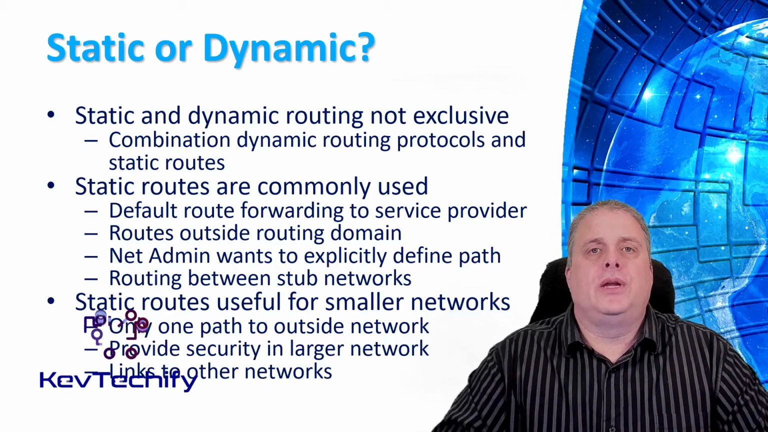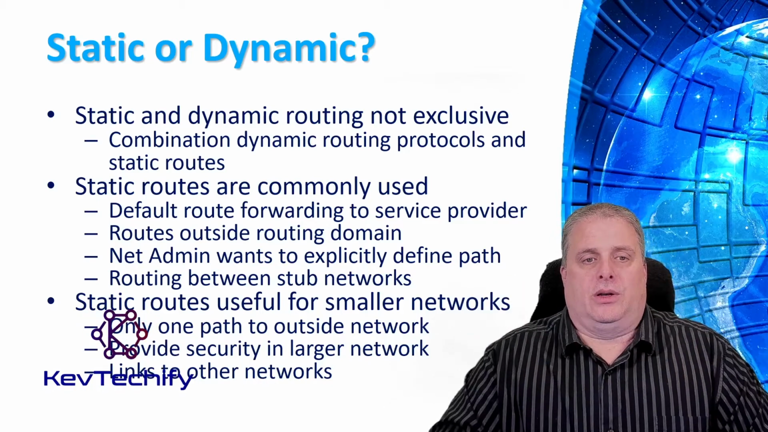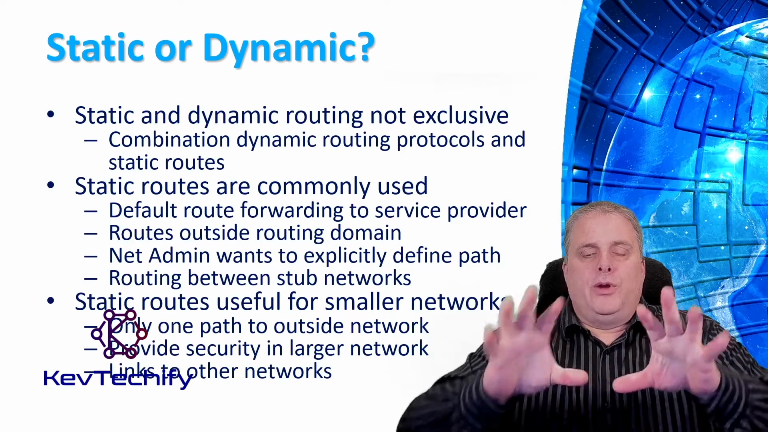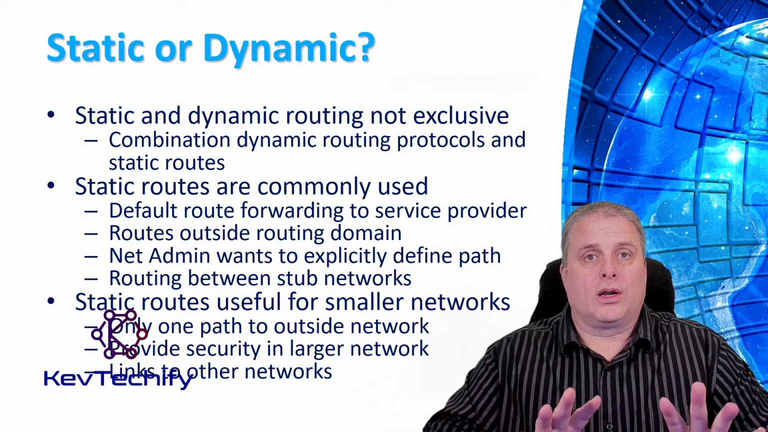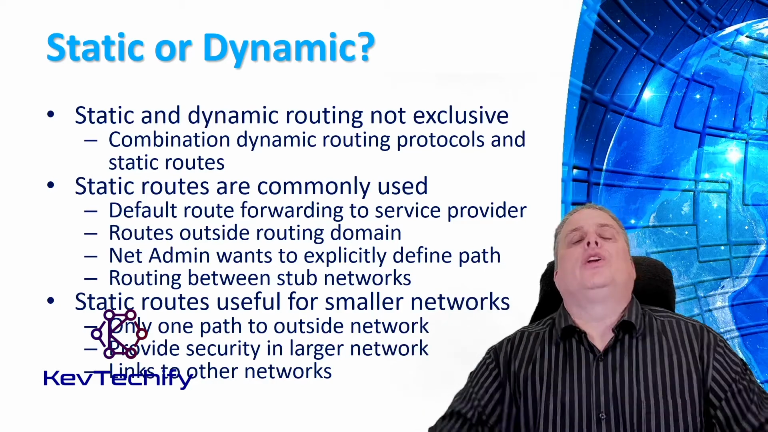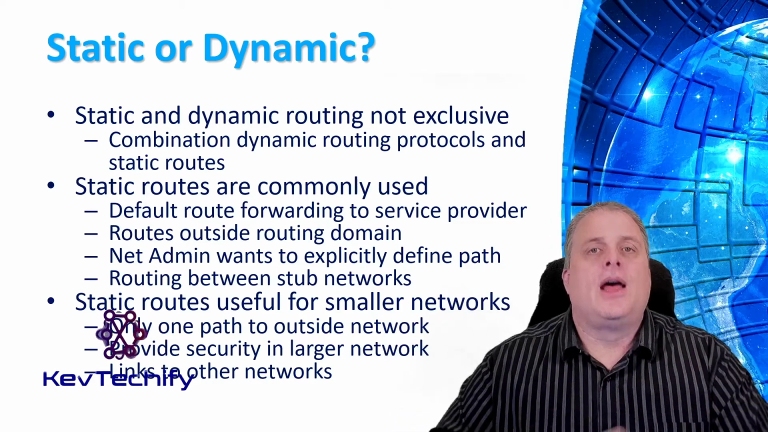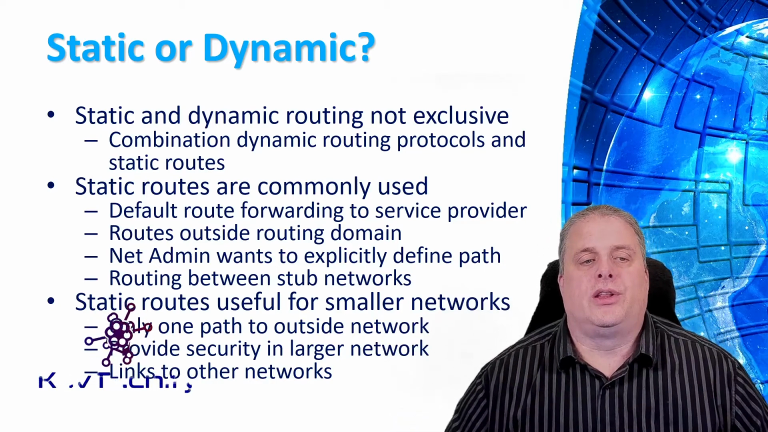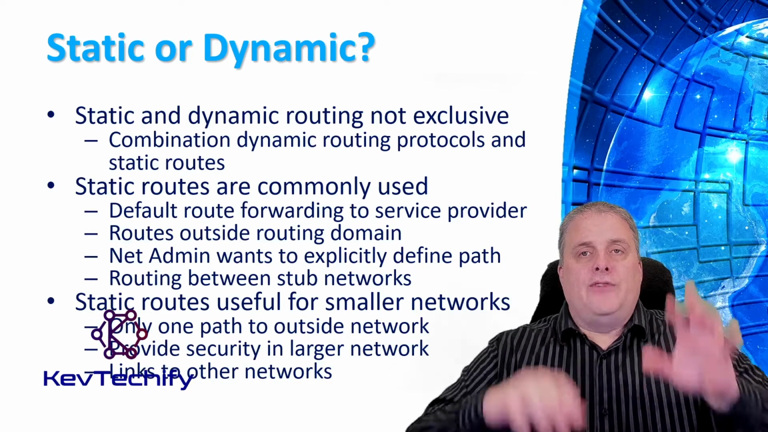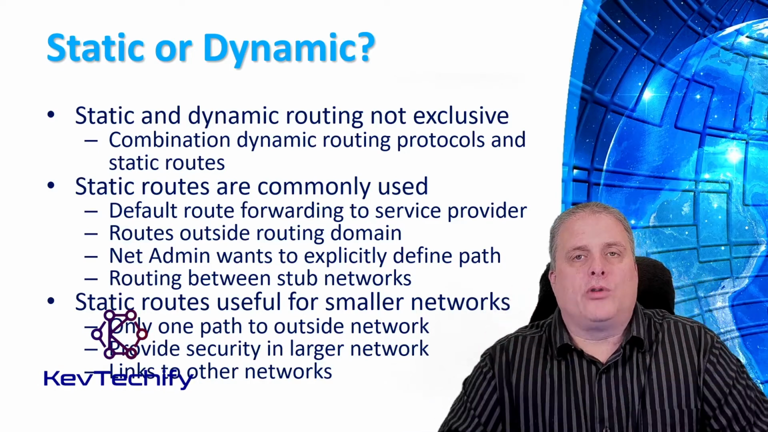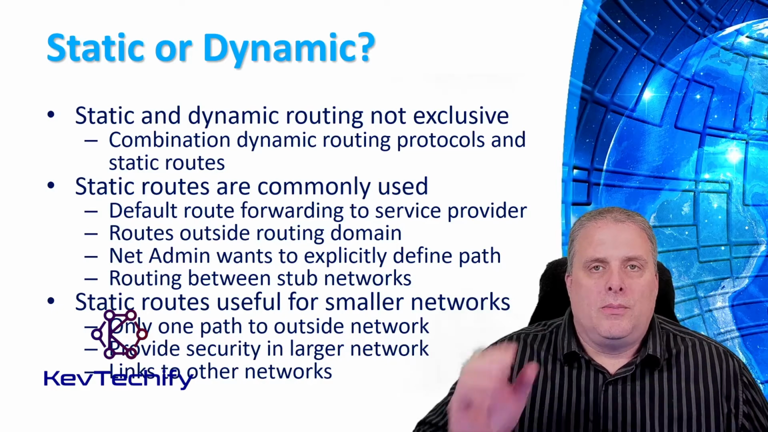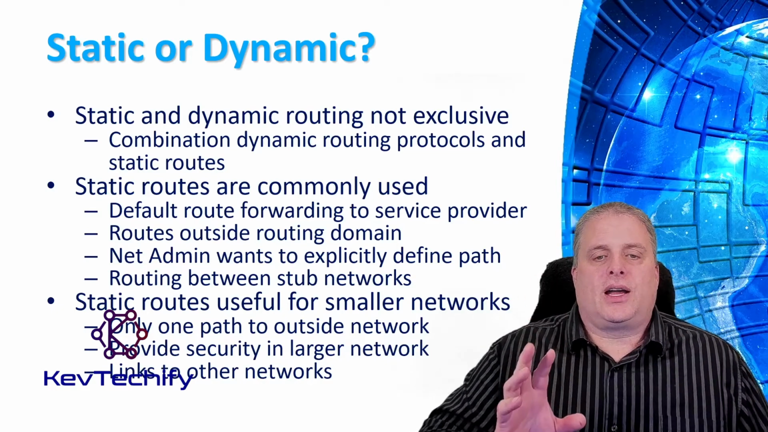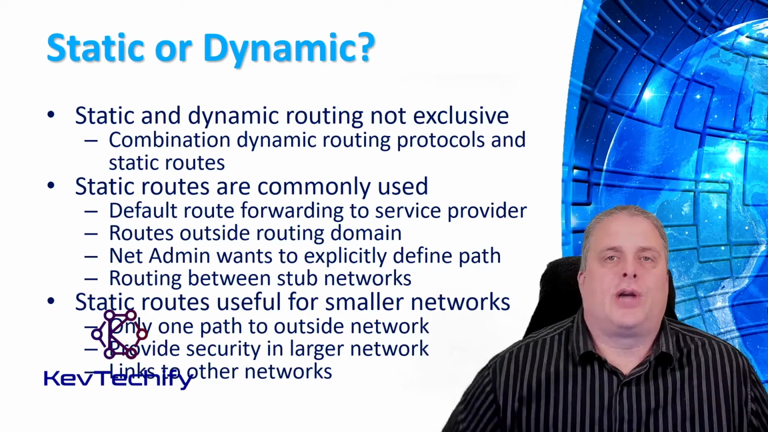And so what we do is we set up a default route with a static route. If we don't match any of the networks that are under our control in our network, we're going to assume it's on the internet and send it to our internet service provider and let them route the traffic to the destination. If you have a route outside of your routing domain, you can use a static route there. Maybe you want to specify a certain path for your traffic to take.